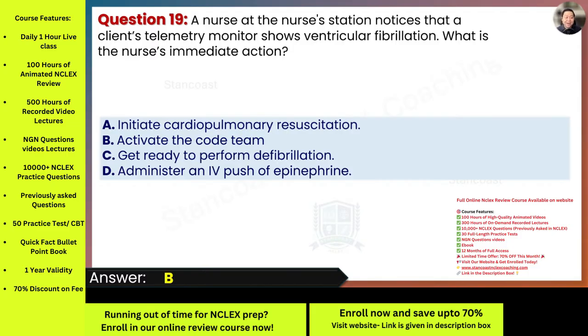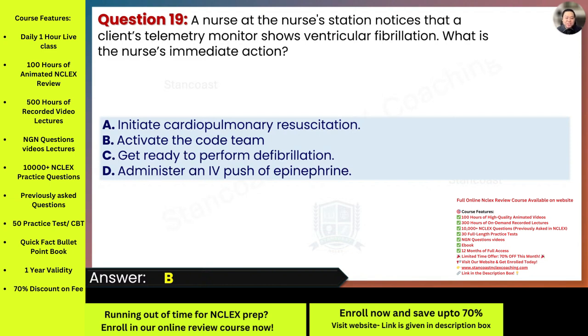Now, why is letter D incorrect? Administer an IV push of epinephrine. We know that epinephrine is part of the ACLS protocol, and this is used after initial defibrillation to support circulation. However, epinephrine is not the first action in VFib. This is something that's given after defibrillation attempts and typically every 3 to 5 minutes during CPR. And since the nurse is not at the bedside, they can't give the IV push anyway. And so the immediate need here is defibrillation, not medication. Therefore, this option is delaying the urgent need for defibrillation and is not the best first step.